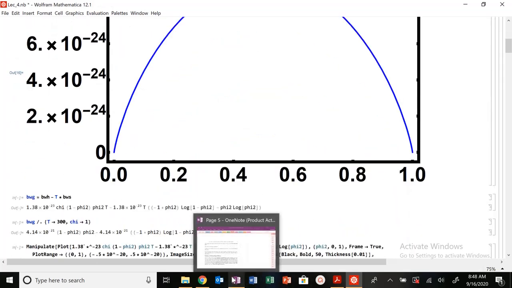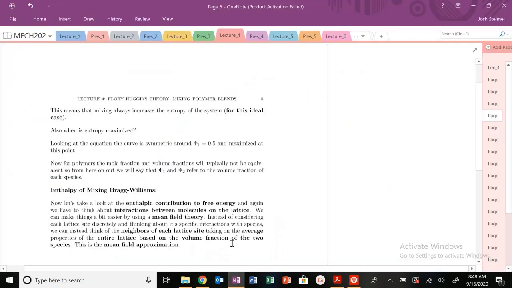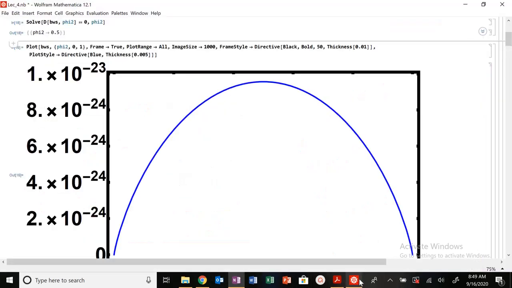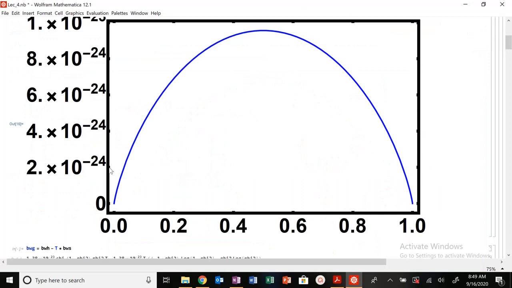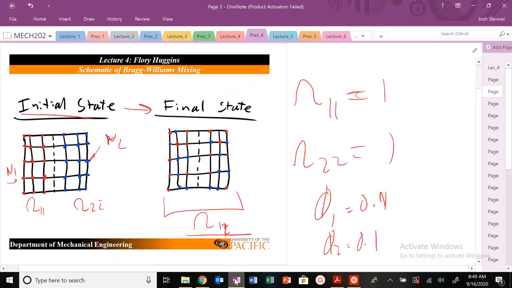Just intuitively, what's the highest number of configurations? When is my entropy maximized? When I have an equal number of basically red and blue marbles or particles. If my phi1 is 0.9, that means my phi2 is 0.1. So many red particles and not many blue particles, there's not going to be as many configurations. So again, you see this nice symmetric relationship as a function of phi2 for your change in entropy upon mixing. So excellent.